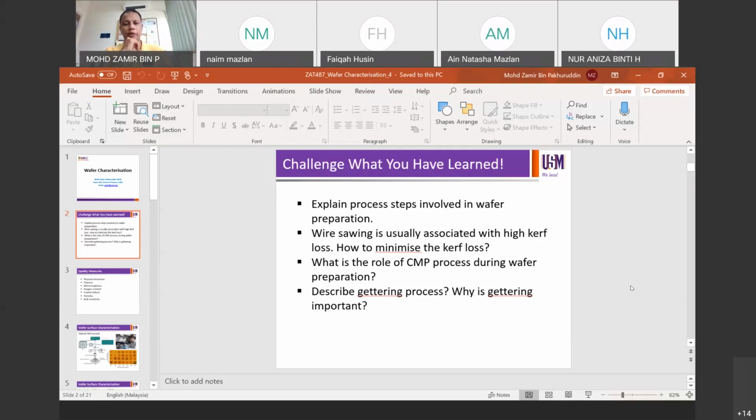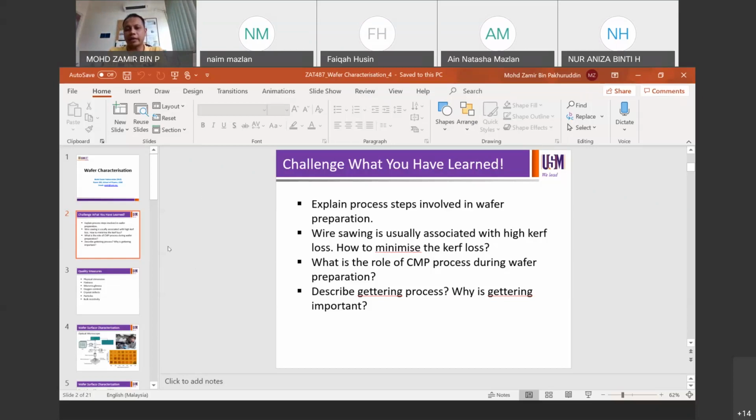So what's the role of the CMP process during wafer preparation? Why do we have CMP? Look at the name there. Why do we do CMP? Polishing, yep. Smoothing surface, yes. Removing defects, okay. So those are the things. Remove surface materials, yes. Very good.